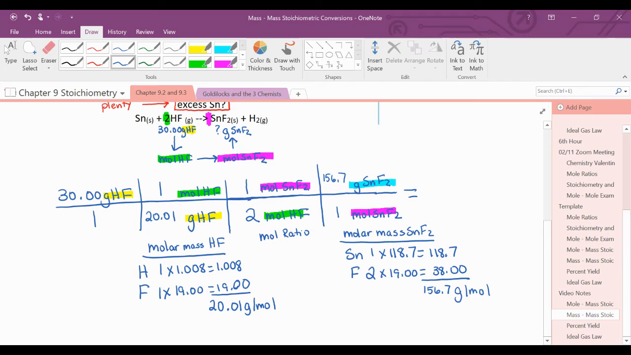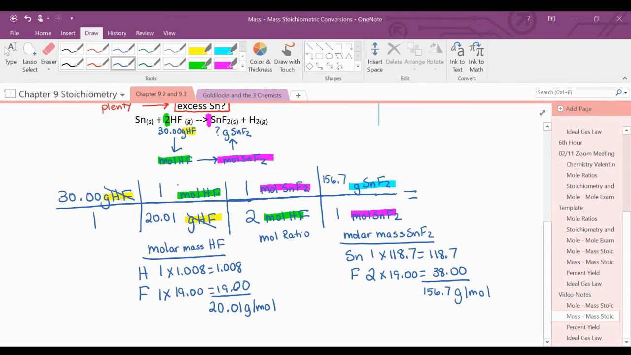So now I've set up all my units. I've set up all my numbers. I'm going to multiply the top, multiply the bottom, divide, and round for sig figs. And so remember, the mole ratio does not count for sig figs. We don't use it to determine sig figs because it's a counting number. It looks like I have 4 sig figs for my molar masses and for the mass I started with. So I'll need 4 sig figs in my answer.